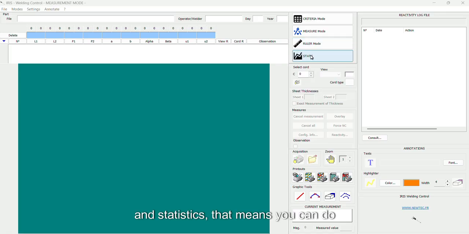That means you can do statistics on the measurements done within one year or months for one weld, for a very large statistic on production. If we speak about criteria mode, that's the most important because the administrator can choose plenty of the measurements that the operator has to do.